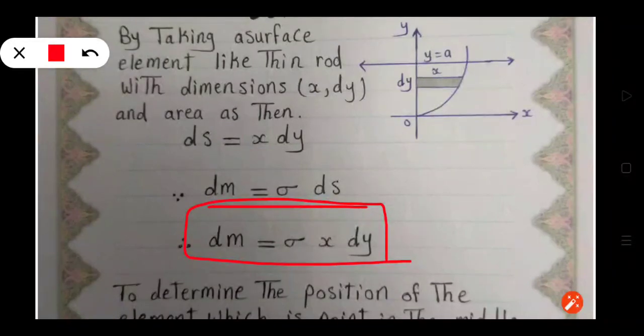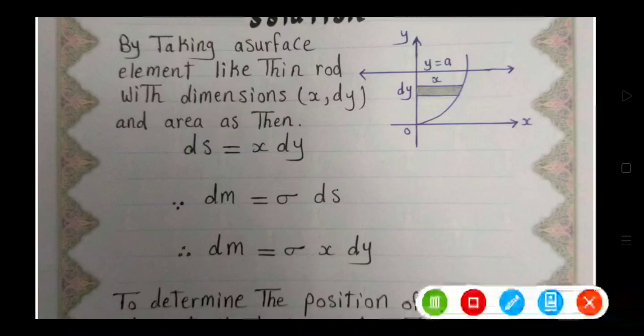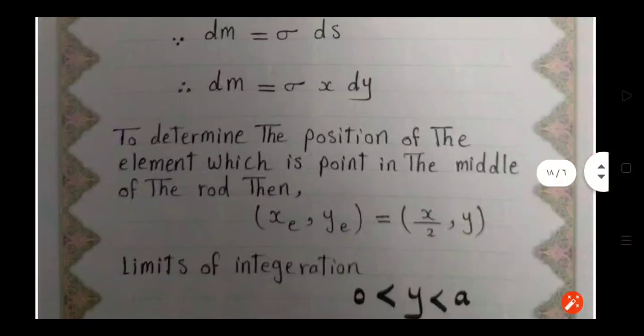Second step, we should find the position of the element. We will put the point in the middle of the rod. It will be x over 2 and y, that is xe and ye. And we can note that the limits of integration will be from 0 to a.